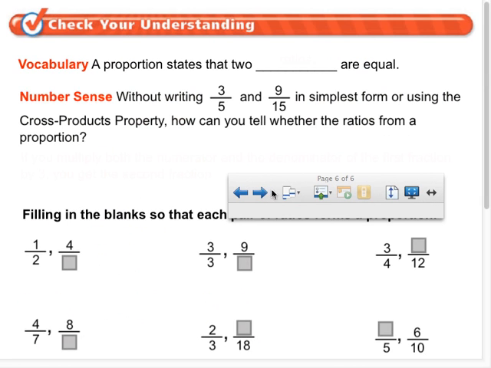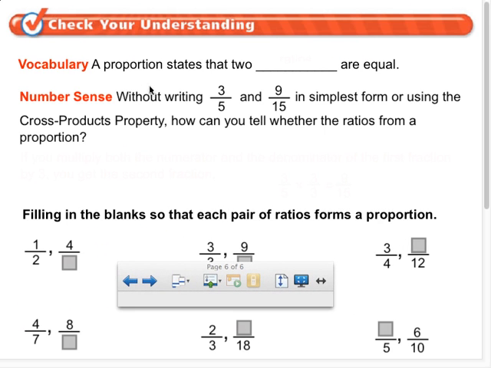Okay, moving along. Here we go. A proportion states that two blanks are equal. Who can answer this question? Somebody I haven't heard from yet? Rudy. A proportion states that two what are equal? Two ratios, very good. Okay, number sense. Without writing 3/5 and 9/15 in simplest form or using the cross product property, how can you tell whether the ratios form a proportion?